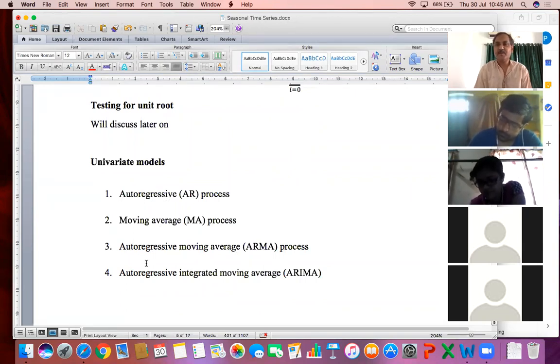But you don't know beforehand. You have only the data. So you have to get some idea about the behavior of your data, whether it follows an autoregressive process, a moving average process, an autoregressive moving average process, or an autoregressive moving average process with some integration. This is the first task in time series analysis: you have to know whether your data follows an AR process, an MA process, an ARMA process, or an ARIMA process.